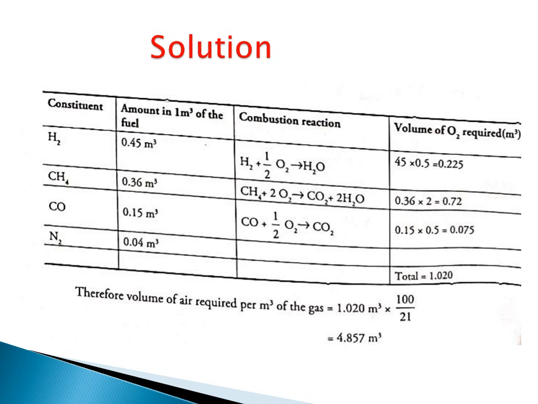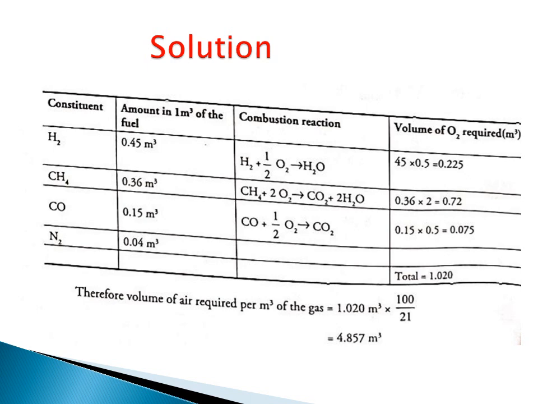Now how will you calculate how much oxygen is required? For that, just see the fourth column. See, 1 volume of hydrogen requires half volume of oxygen. So how much hydrogen is there? 0.45. There is a misprint here. Instead of 45, it will be 0.45. So 0.45 into half comes to 0.225 meter cube. So 0.225 meter cube of oxygen is required for the combustion of 0.45 meter cube of hydrogen.